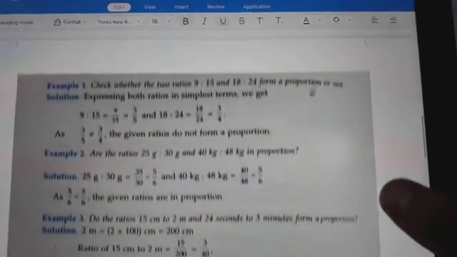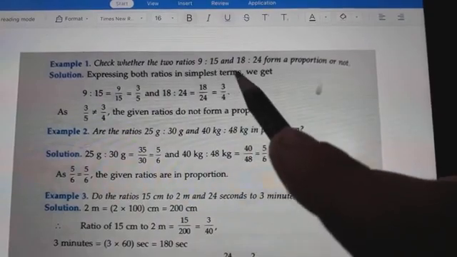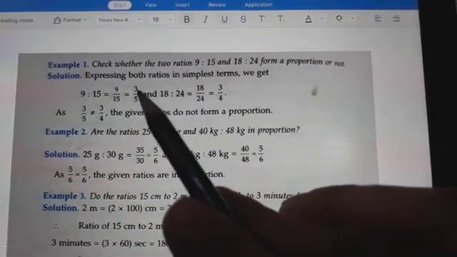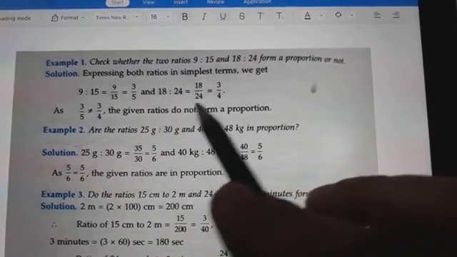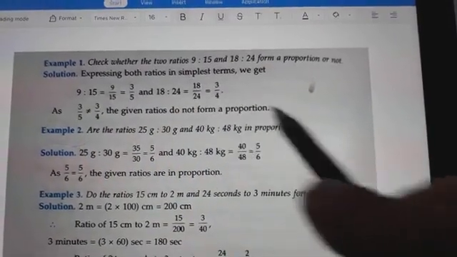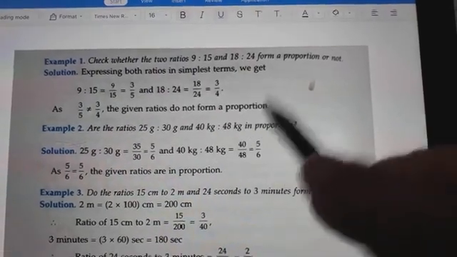Let us deal with some examples. I have two ratios, 9 is to 15 and 18 is to 24. Are they in proportion or not? So we will divide. This becomes 3 upon 5 or 3 is to 5, and this comes to 3 is to 4. We can see in both cases they are not similar, hence they do not form a proportion.